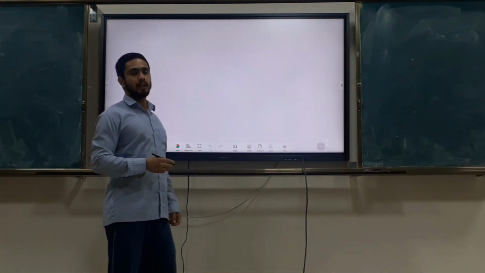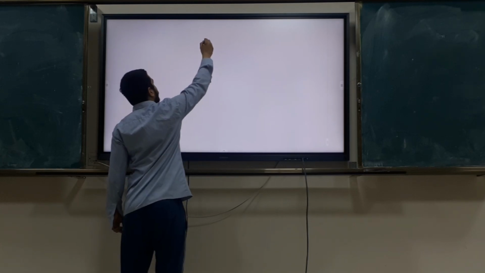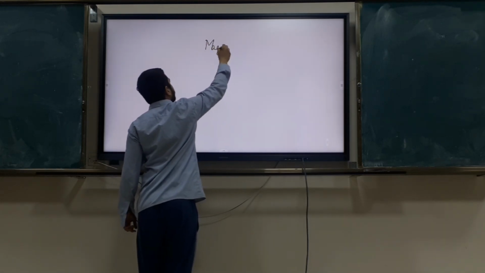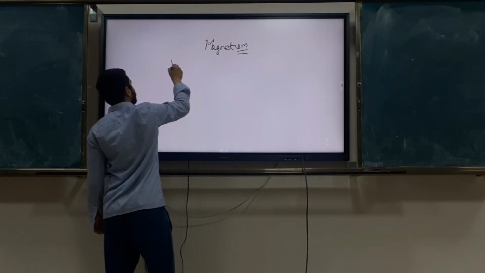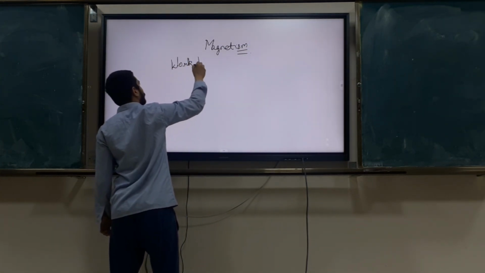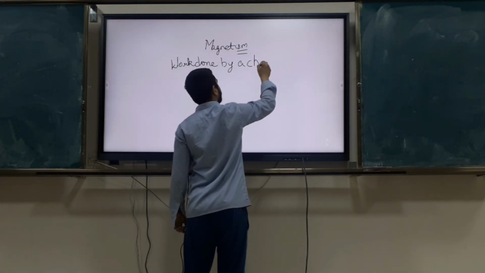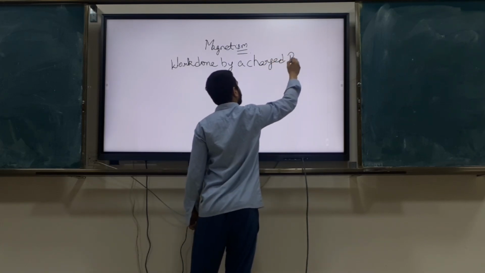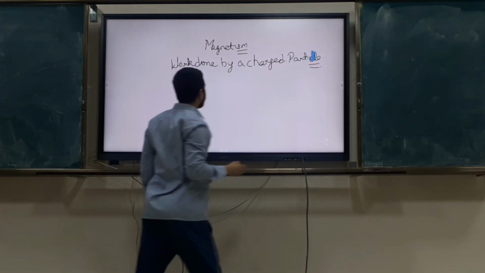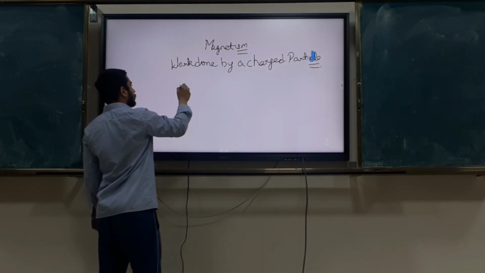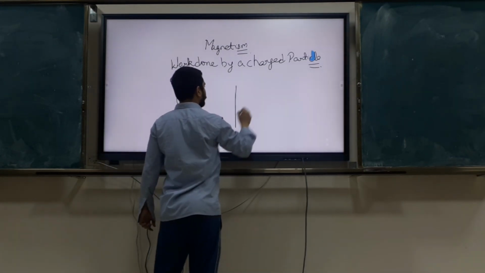a charged particle moving in a magnetic field B. In the magnetism section we will see what is the work done by a charged particle. Suppose that the charge of the particle is Q, which is moving in a magnetic field of B. So what is the work done here?